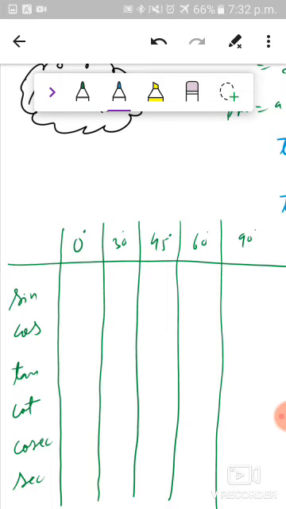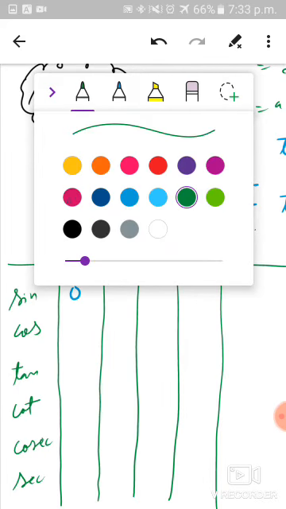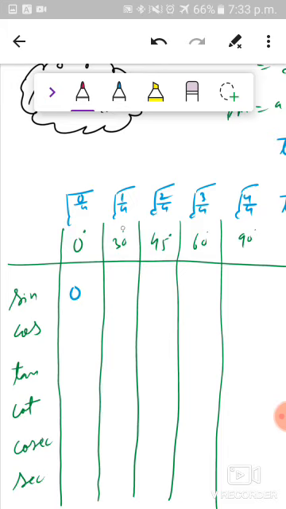Okay. So what you will do, you will write here 0, 1, 2, 3, 4. Divide by 4. Okay, and then take square root of each one. So you will have the direct values here. So 0 by 4 is 0, square root of 0 is 0. It means the value of sine 0 degree is 0. 1 square root is 1 and square root of 4 is 2. So sine 30 degree is 1 by 2.